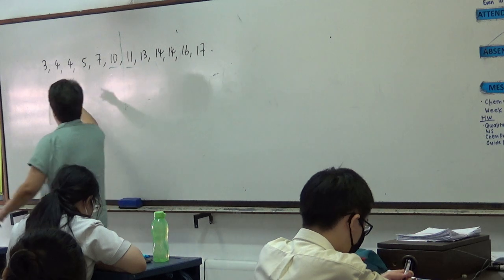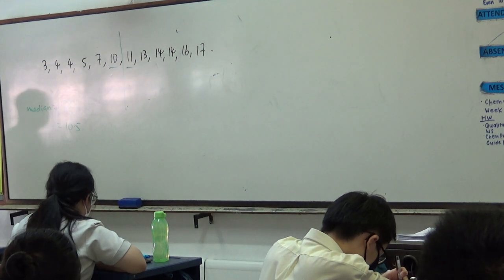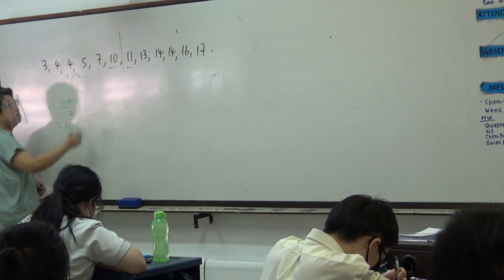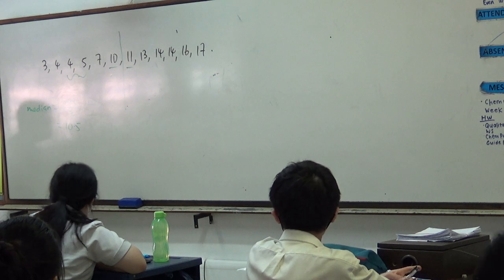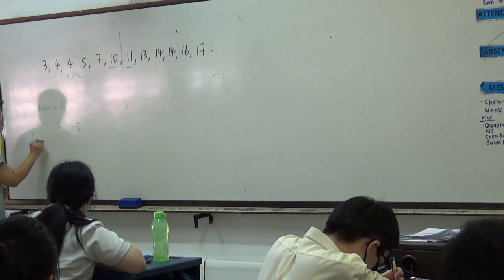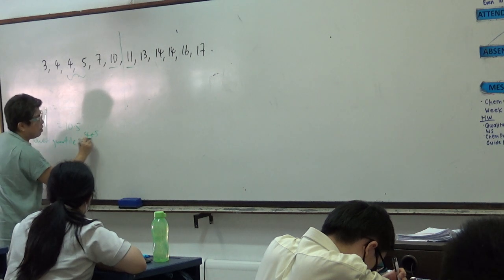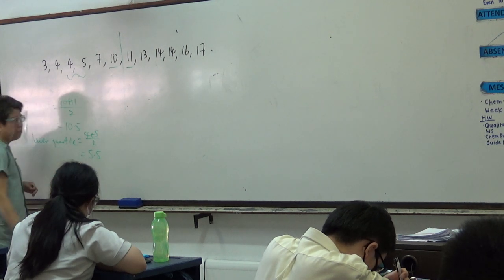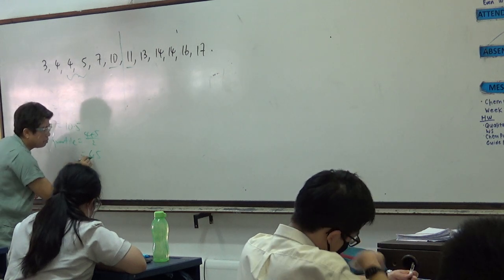Okay, how many values here? 1, 2, 3, 4, 5, 6. So what's the lower quartile? These two add together, divide by 2, right? So lower quartile, 4 plus 5 over 2, answer 5.5. What's that? 4.5, my mistake.